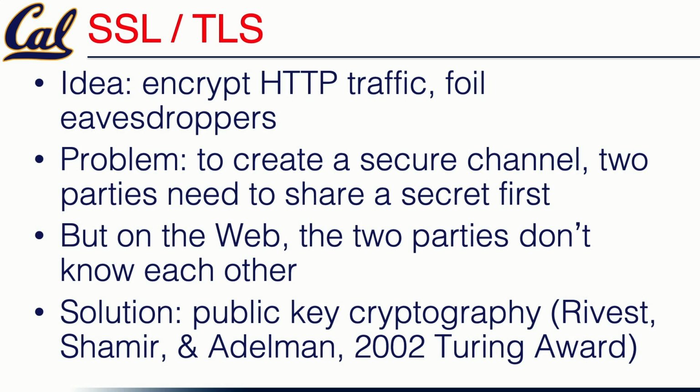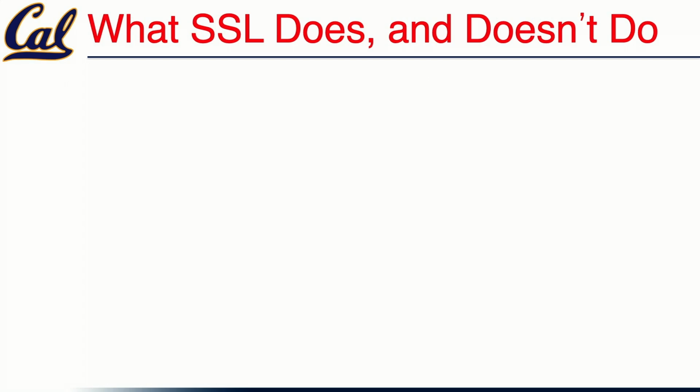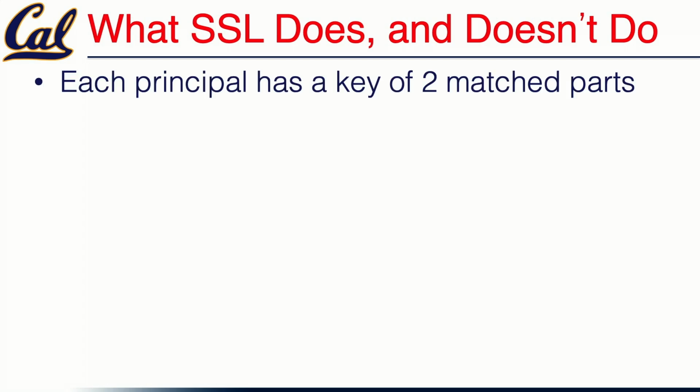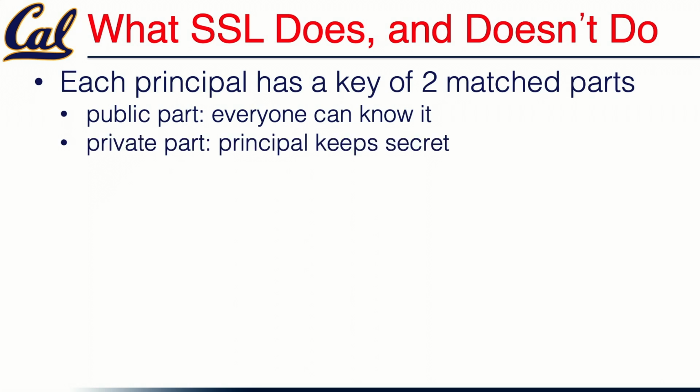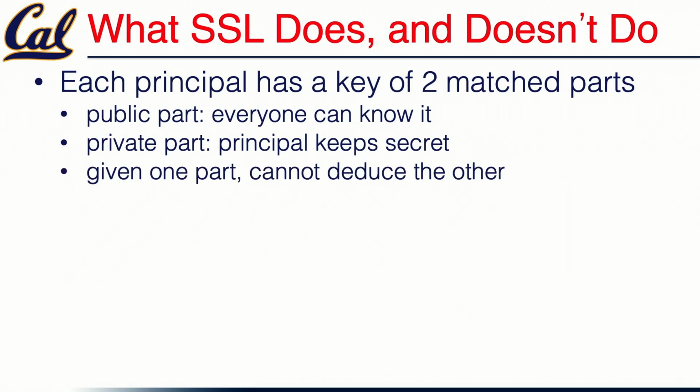So what does SSL actually do and what does it not do? We start with the idea of the public key and the private key. A key actually has two matched parts. One part you arbitrarily choose to reveal as the public part that everybody knows, and you publish it as widely as possible. The other part you keep private and absolutely nobody besides you knows it. The key relationship between these is that given one of them, there's no practical way to deduce the other one, right? Leaving considerations of quantum cryptography aside.